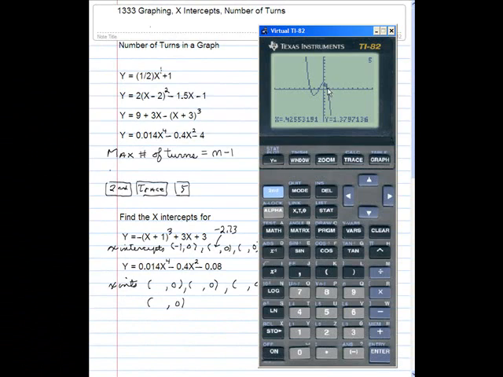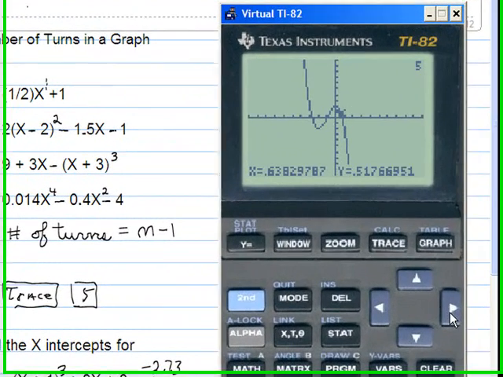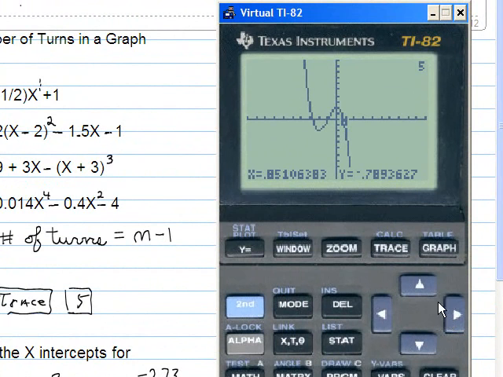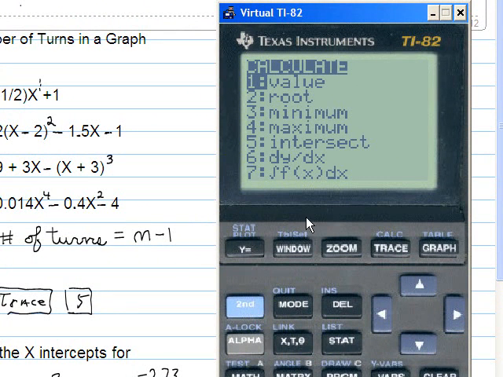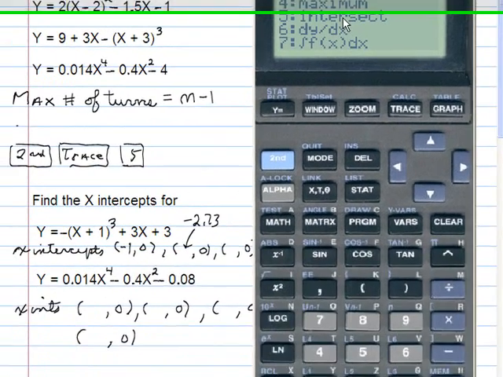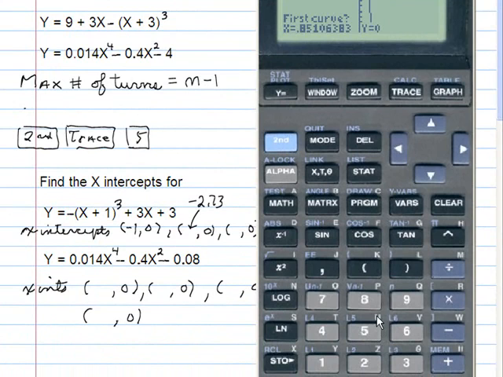So we want to find this intercept. The first thing I do is I arrow over and get close to it. So there I'm pretty close to that last x-intercept. Then I hit second, trace, and number 5 says intersect. It tells you the points where two lines intersect. So if I could find the intersection of the x-axis with our curve, I would have my last intercept, because the intercept is that intersection with the x-axis. So I hit 5. That's why you hit a 5.